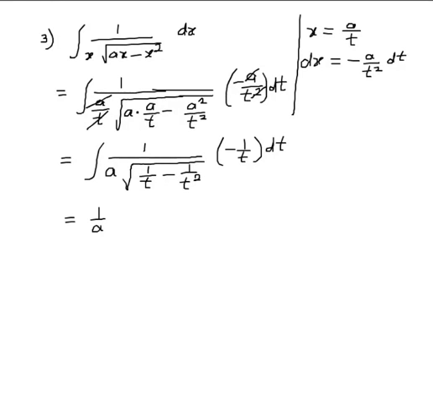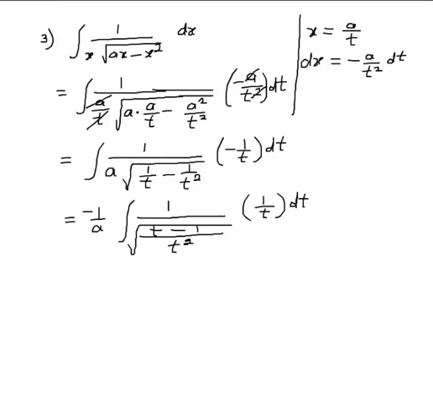1 by a is a constant, pull it outside the integral. Minus sign also can be taken out. Let us take LCM here. t square is the LCM. We get t minus 1 into 1 by t dt. Minus sign has been removed already. Root of t square is t, so they get cancelled. Minus 1 by a integral.